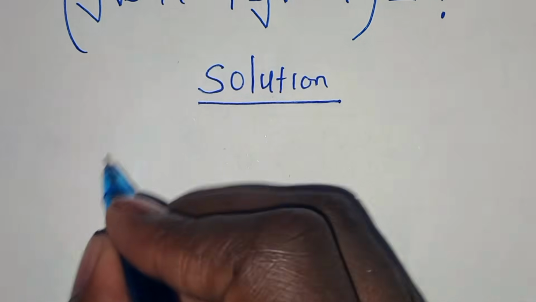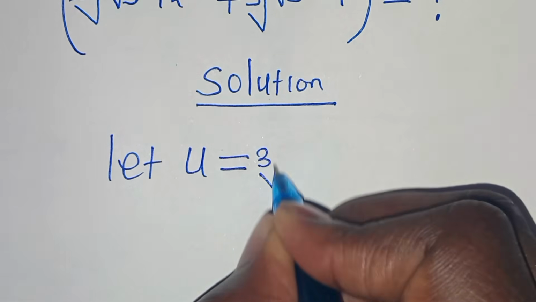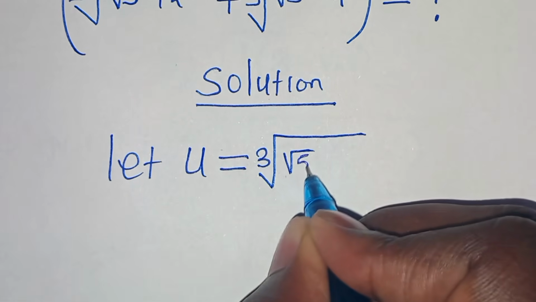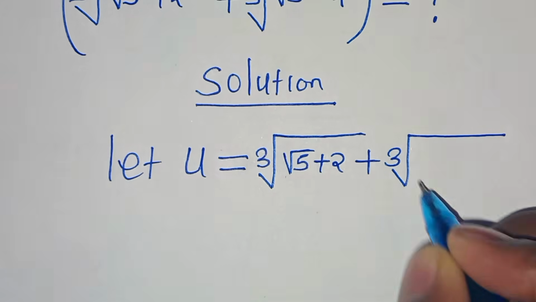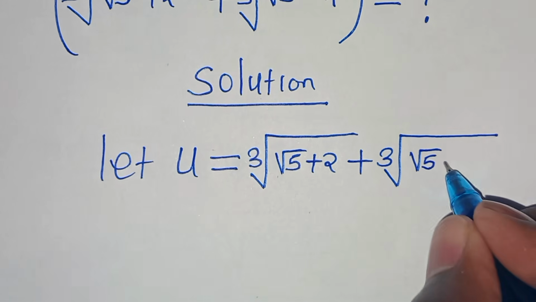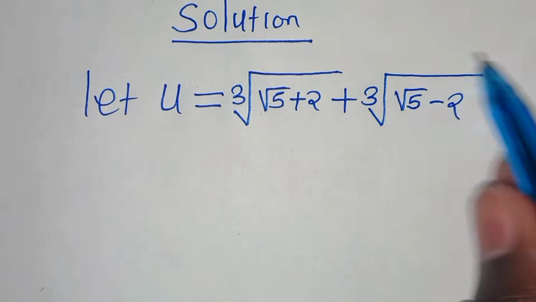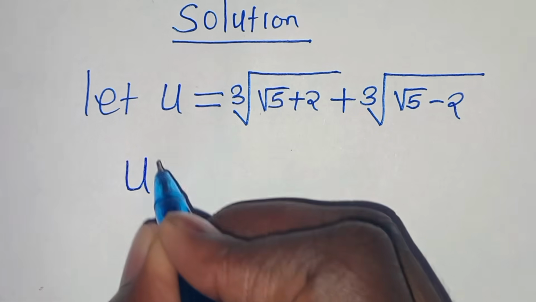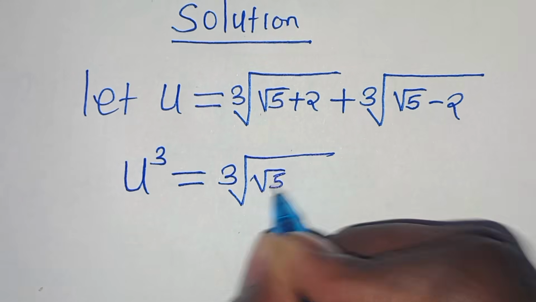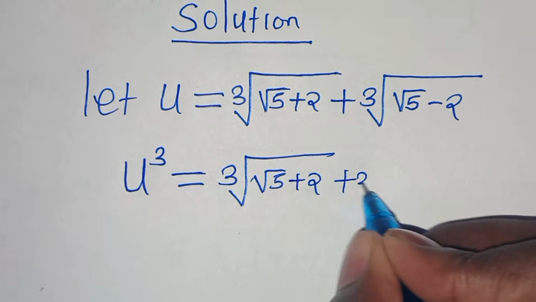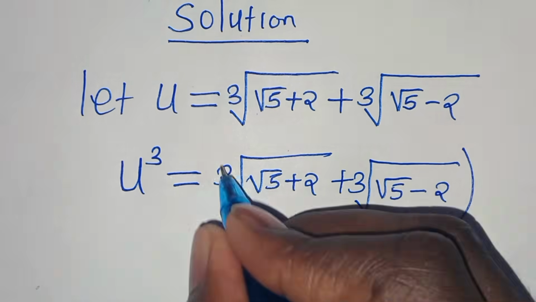The first step is that we can let u be equal to the cube root of root 5 plus 2, then plus the cube root of root 5 minus 2. Now, the next step, let's raise to the power of 3 on both sides so that we have u to the power of 3 equal to the cube root of square root of 5 plus 2, plus the cube root of square root of 5 minus 2, all raised to the power of 3.